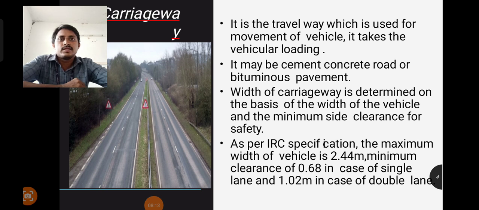So IRC has given a specified code for road design. As per IRC specification, the maximum width of the vehicle is taken as 2.44 meters. In any road design, you should take the maximum width of the vehicle as 2.44 meters, and a minimum clearance of 0.68 meters should be provided for single lane roads. If it is a double lane road, provide 1.02 meters. This is the roadway or carriageway.